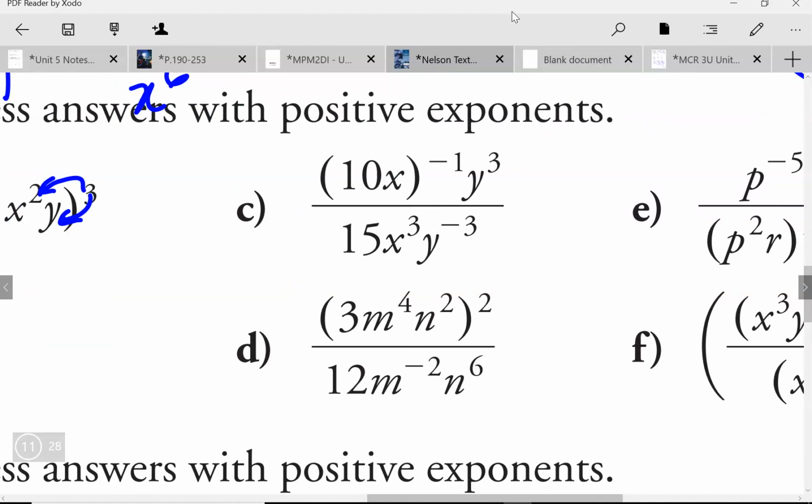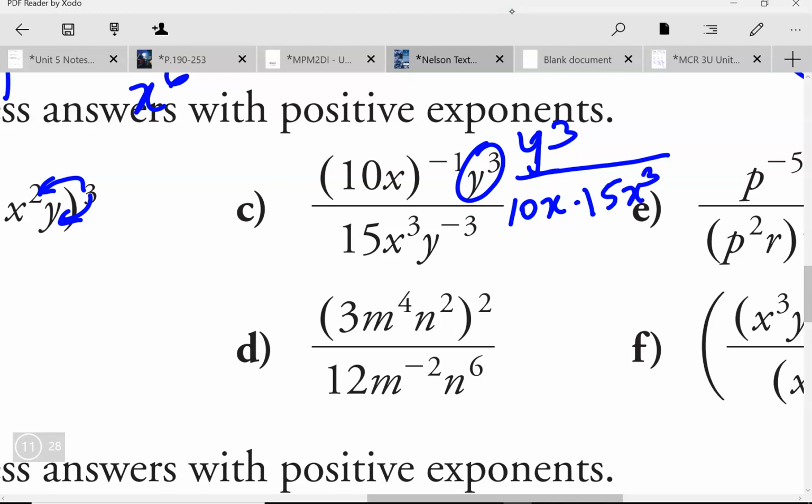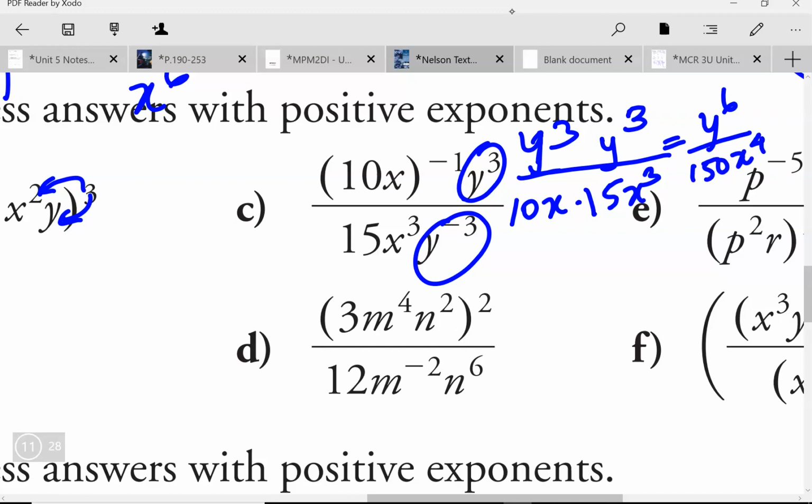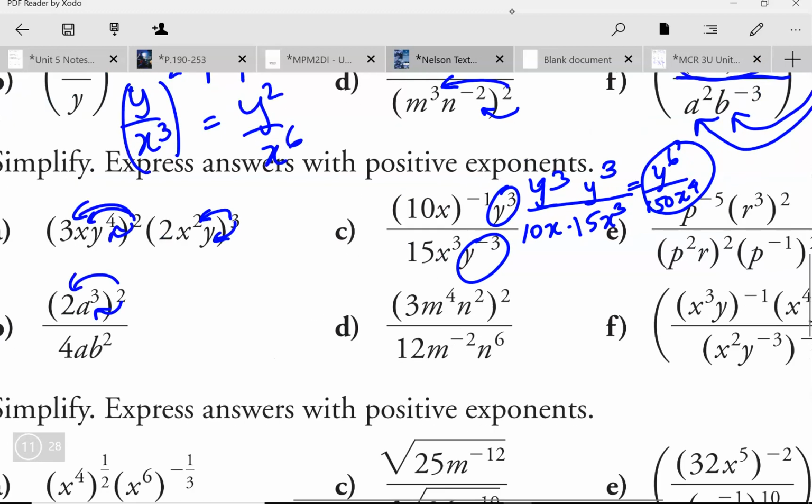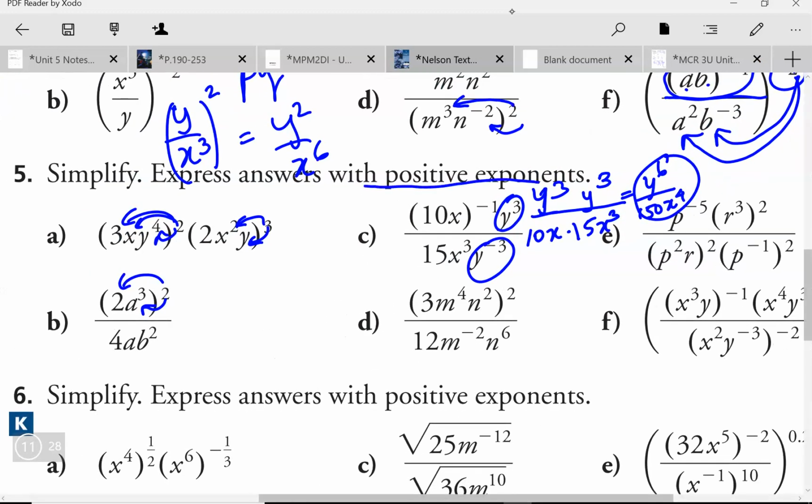Here again, everything is multiplied, so technically this 10x can just go in the denominator. I still have a y cubed in the numerator, which is this guy. Also in the denominator happens to be a 15 x cubed. But my y to the power -3, I'm going to actually move to the numerator because I don't want a negative power. So that makes it y to the power +3. Then I just add in the denominator. This is 150 x to the power of 4. And there's nothing more I want to do. Again, I don't want to really move the x to the 4 up top because the goal here is to express answers with positive exponents. So whatever we can do to make the exponents positive, we are going to do that.